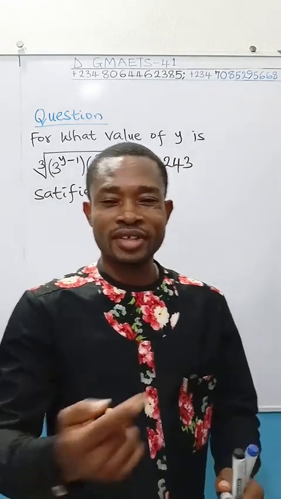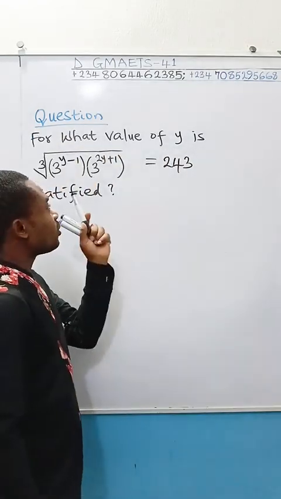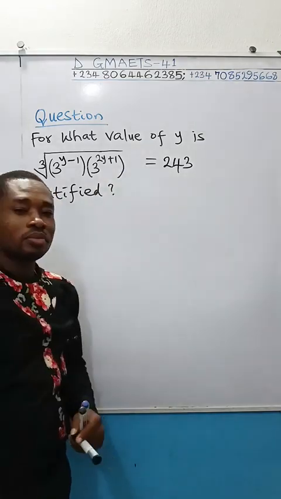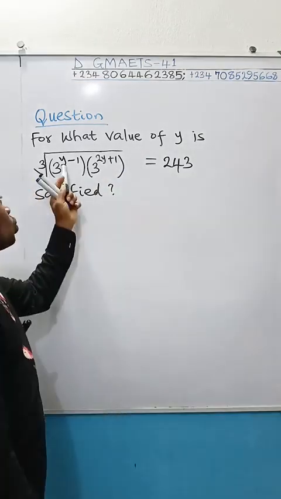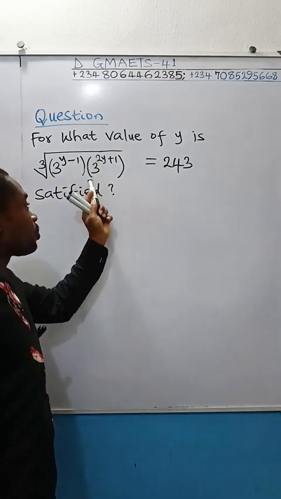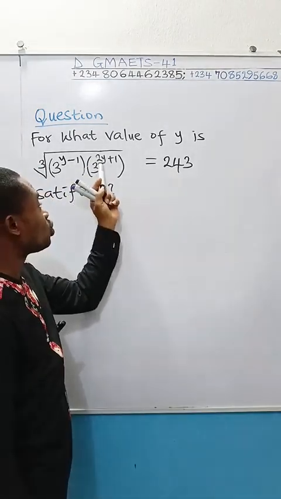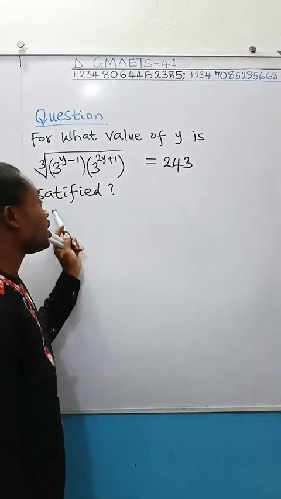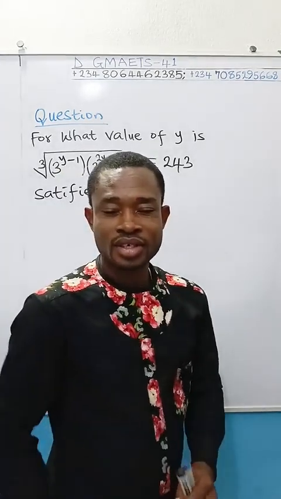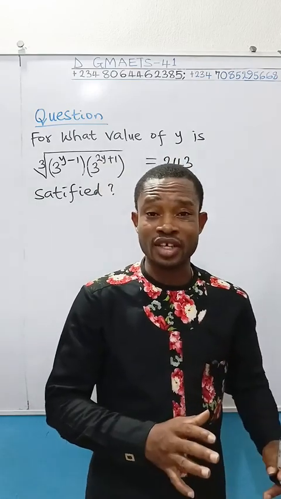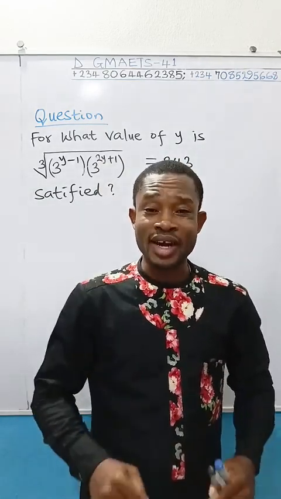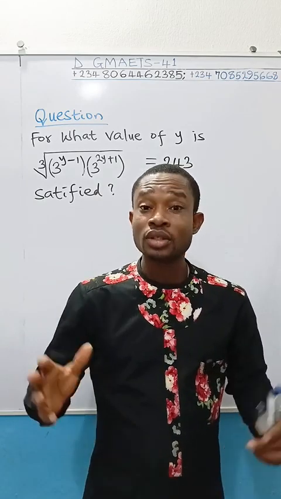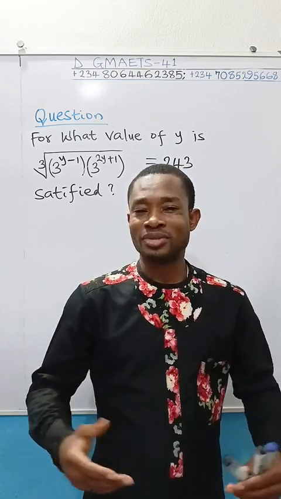I have this question here on the board. For what value of y is cube root of (3 to the power of y minus 1) times (3 to the power of 2y plus 1) equals 243 satisfied? It's the same as solving the question on the board and getting the value of y that will make this mathematical equation correct, or true.